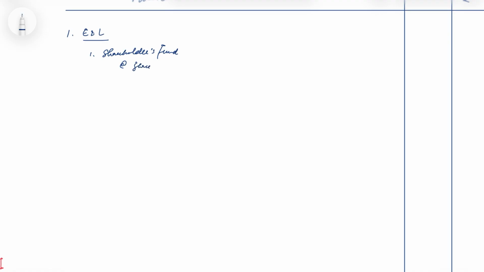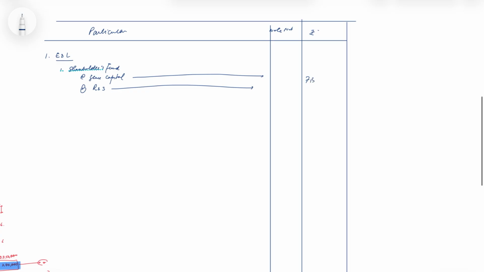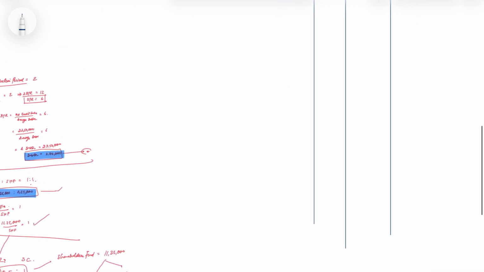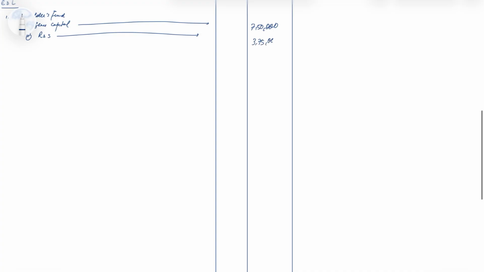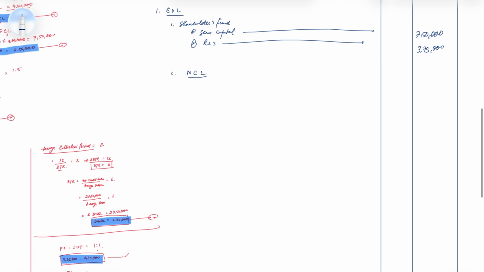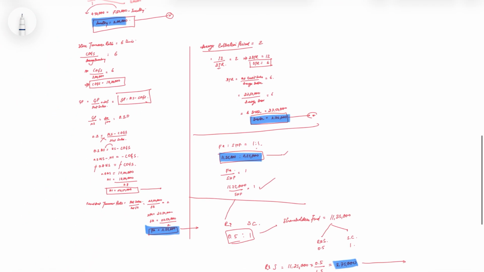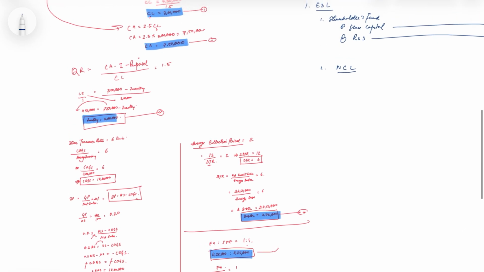Share capital is 7,50,000 and reserves and surplus is 3,75,000. Next is non-current liability, so let's see the information on non-current liability.